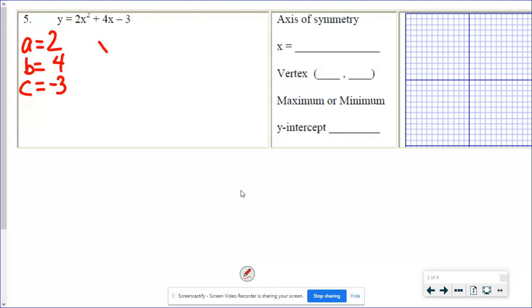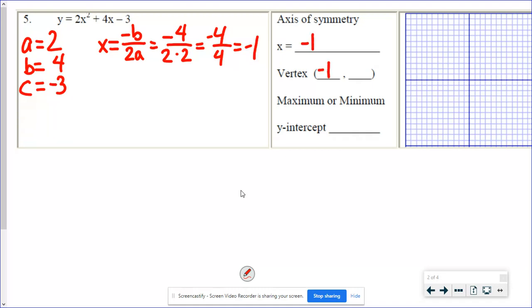So when I use -b over 2a, we're going to have the opposite of 4 over 2 times 2. So -4 over 4 is going to be -1. That's what our x is equal to. That's going to be the first half of our vertex. And I can draw in my axis of symmetry.